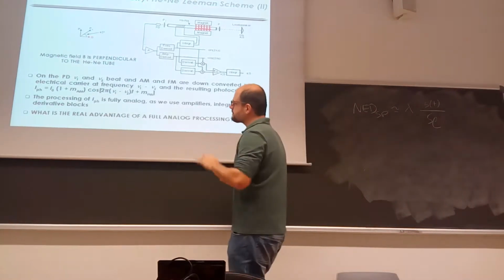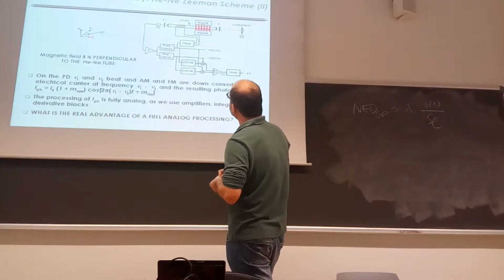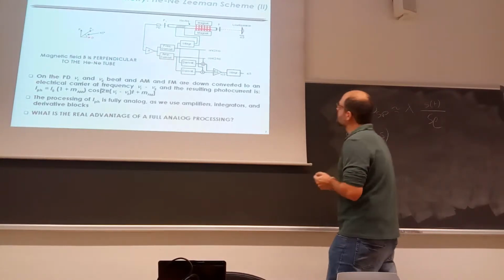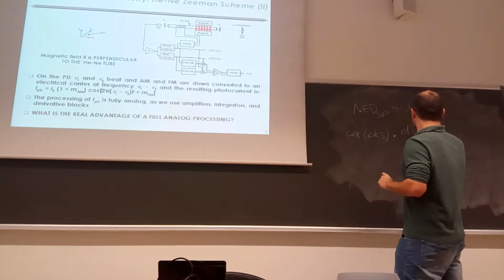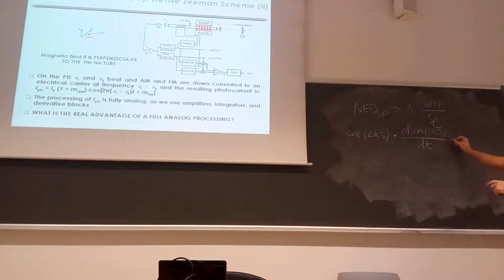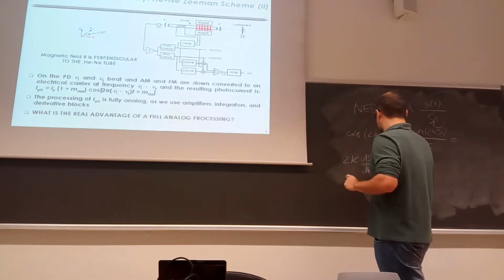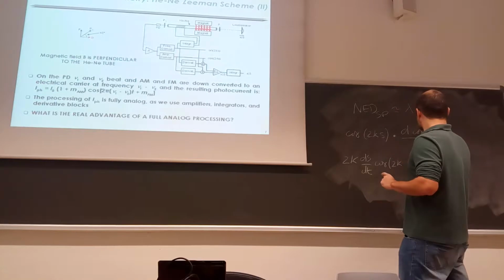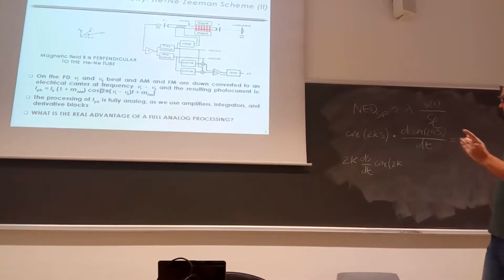Okay? In particular, what you do is to multiply, for example, the cosine of the optical phase by the derivative of the cosine of the optical phase. If you do this measurement, what you get is 2k ds over dt multiplied by cos 2ks.